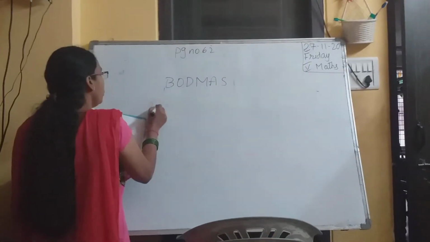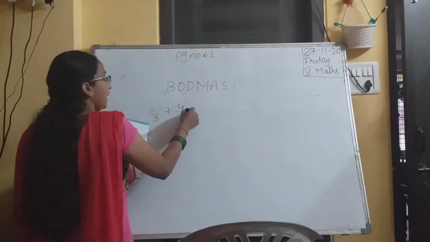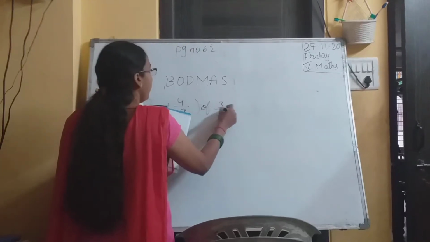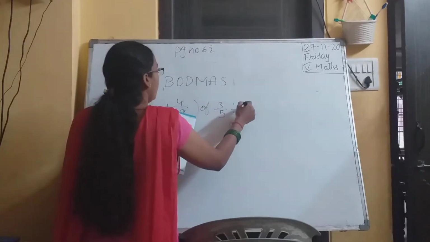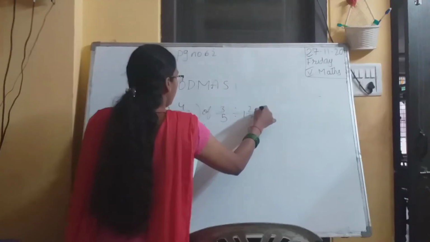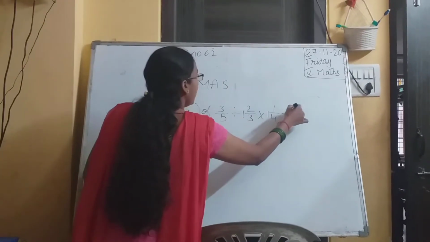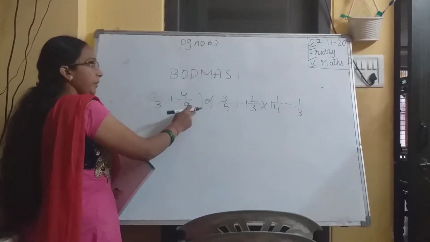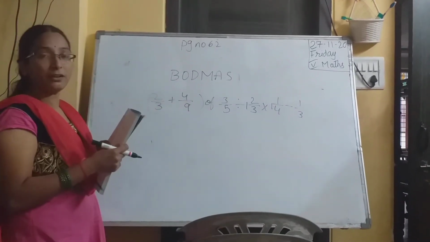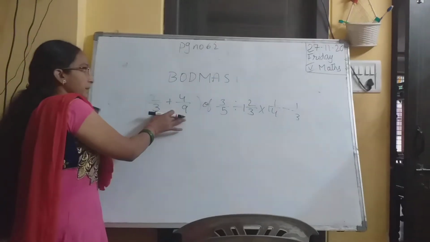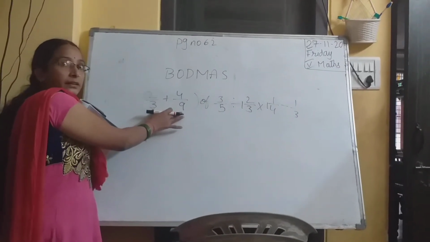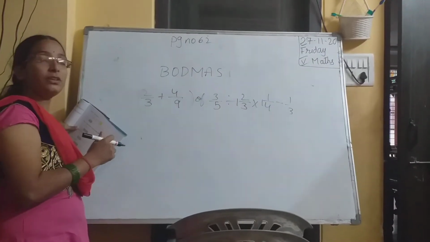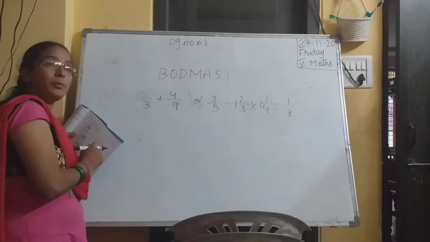See, now I am giving you 2 by 3 plus 4 by 9, of 3 by 5, divided by 1 2 by 3, into 1 1 by 4, minus 1 by 3. First what you have to do? Brackets. Remove these brackets. So to remove these brackets, what should you do? Add. Denominators must be same, but here the denominators are different.